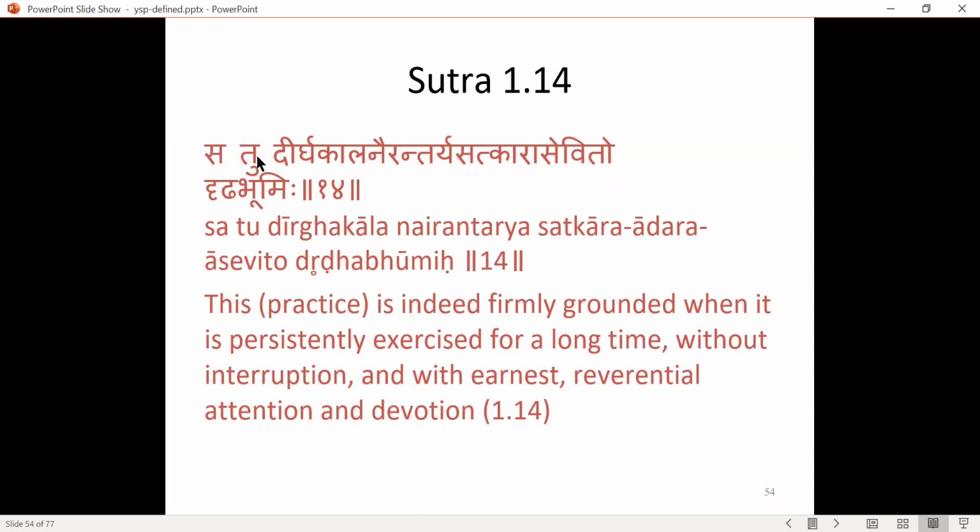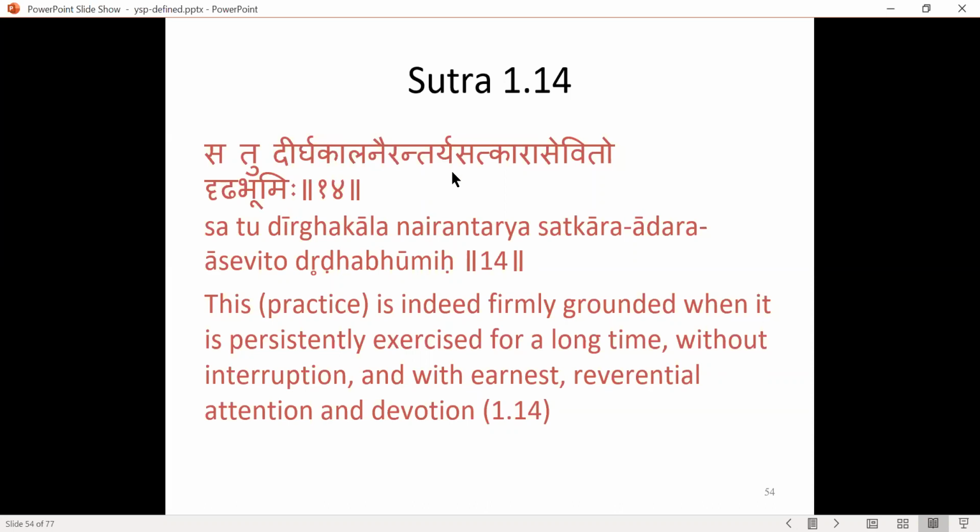Okay? So, tu generally means just indeed. So that indeed is achieved. What are we trying to achieve? Dridhabhumi. Dridha means firm, very stable. Bhumi is ground. And what are we trying to achieve? A firm ground on which we can stand with fortitude. And how do you attain that? Dirgha kala. Dirgha means long. Kala means time. Long time.